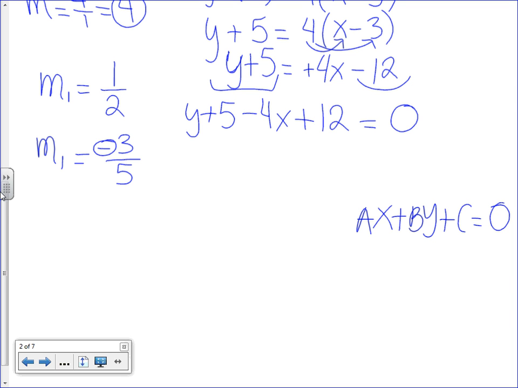Now we're going to combine like terms, so we have 5 plus 12. Let's go ahead and write our terms in order, starting with the x term, so that would be negative 4x plus y. And then combine the constant terms, so that will be plus 17. Yep, and that's it. Your book doesn't require a and b to be integers or positive. It simply states that they are real numbers, so we're good there.